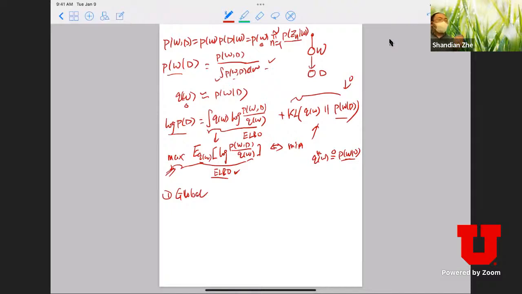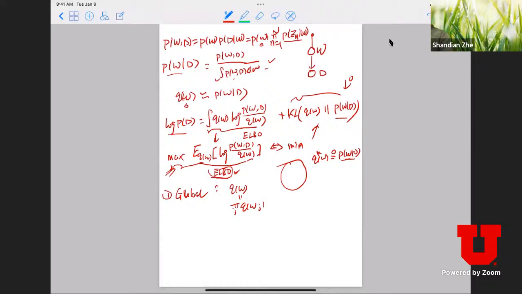the global one is that, okay, I still maximize this ELBO. I don't change the form, but I make additional restrictions on the form of Q of W. Right? Q of W is not assumed to be free form. Instead, I restrict the range of Q of W to a relatively simpler family of distributions, for example, Gaussian. Or you might not specify a particular parametric form, but I assume Q of W is factorized over subsets of variables. Right? This is called mean field approximation.